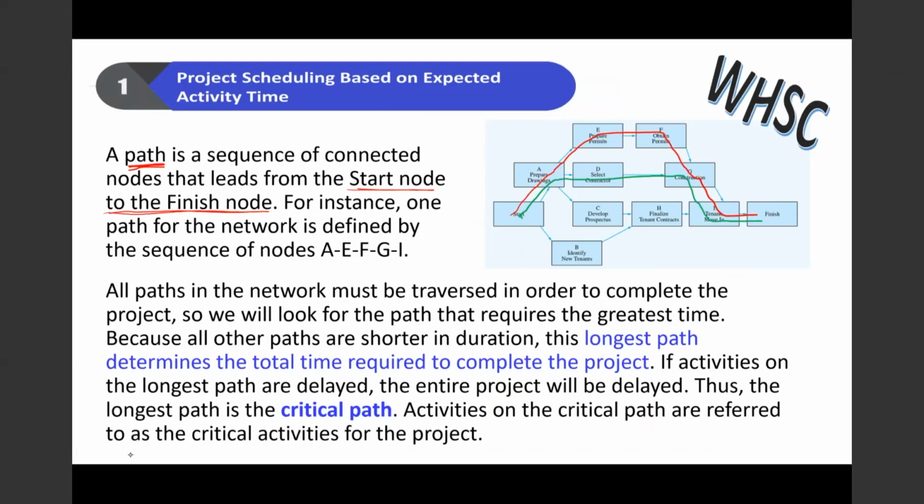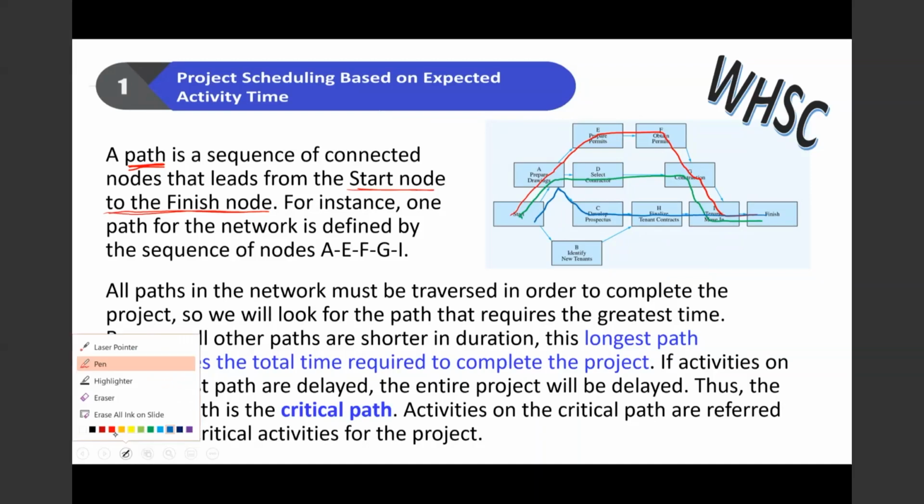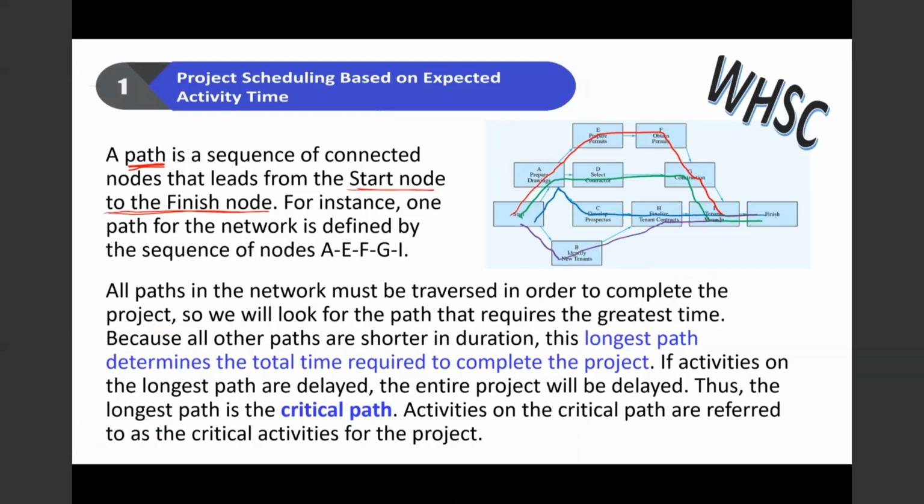Another path could be from A to C, to H, to I, to finish. And another path is from A as start to B, to H, to I, and to finish. So in this particular network, there are altogether 4 paths. 4 different paths that can take you from the start to the finish.